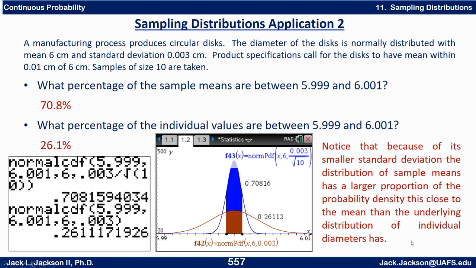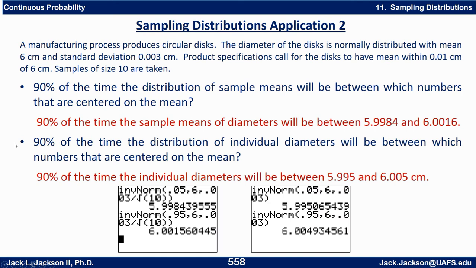So notice these are two very different probabilities, even though the two distributions have the same mean and we're talking about the same limits. The standard deviations being different, and being smaller for the distribution of sample means, puts much more area near the mean for that distribution of sample means. So in other words, we're much more likely to get an average of 10 items to be between here than we are to get an individual item between here.